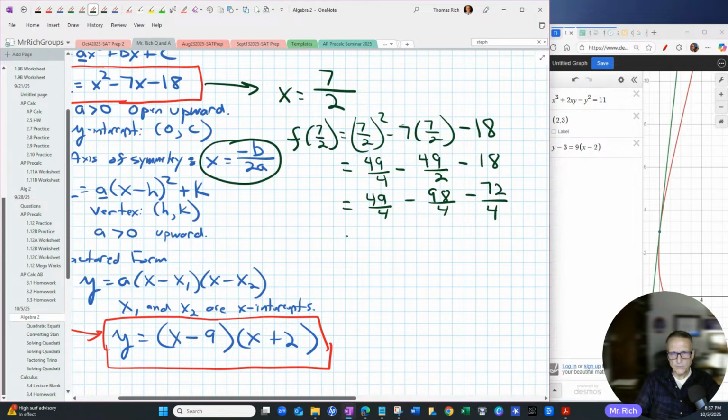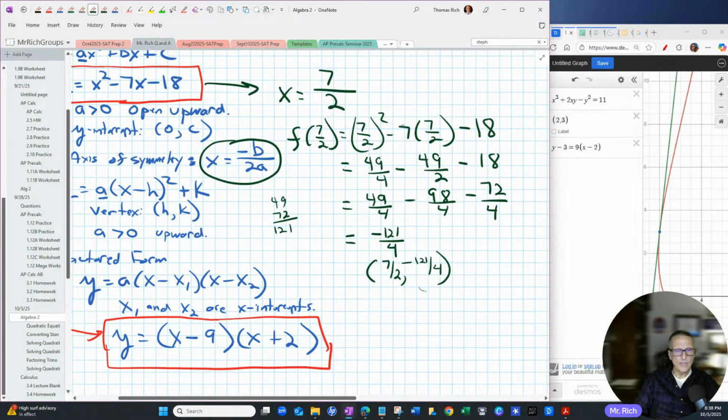So let's see what this would be. If we do 49/4 minus 98/4, that's negative 49/4. And then I take 72/4 away from that. So if we add 49 and 72, looks like we get 121/4. So that would be negative 121/4. That would be the y coordinate of my vertex. So that means the vertex would be 7/2 and negative 121/4.